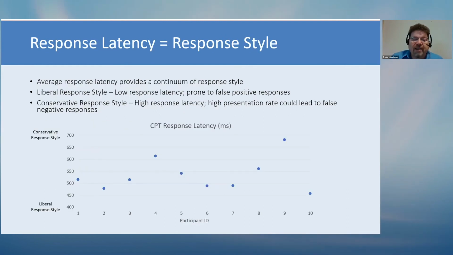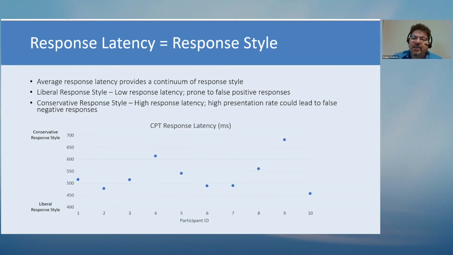This chart shows the average response latencies of 10 participants. When we talk about response latency, we are talking about a continuum from a liberal response style characterized by faster average response rate to, as you might guess, a conservative response style characterized by greater latency between stimulus and response. As you can see here, the participants in this study showed a distribution along this continuum from a lowest average latency of around 450 milliseconds to a highest average latency of almost 700 milliseconds. All of these values are within the normal range.